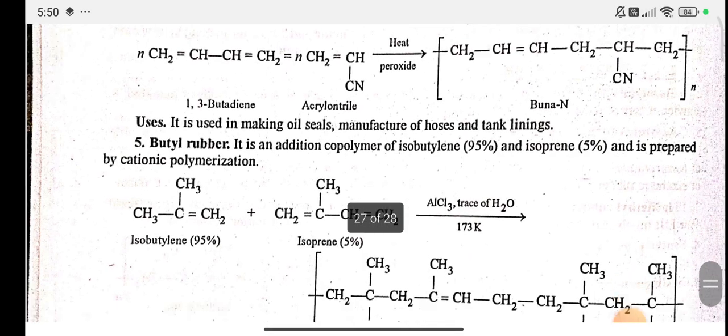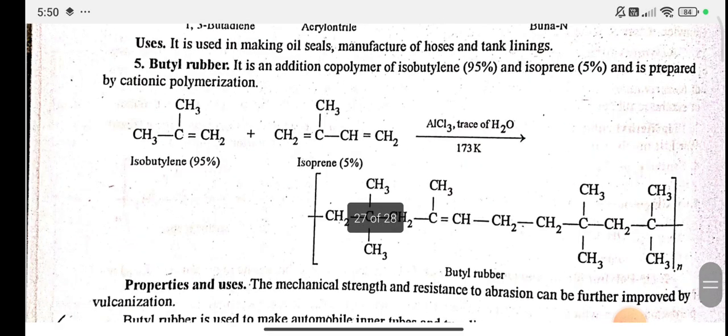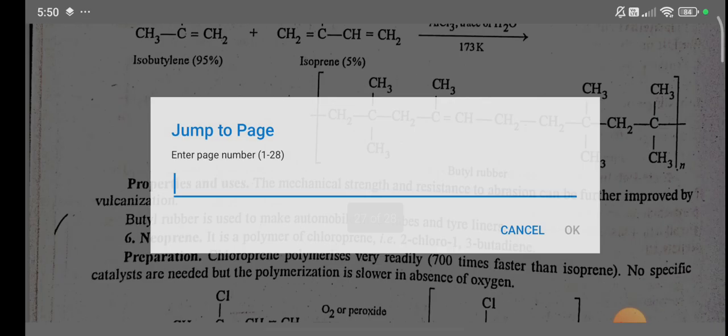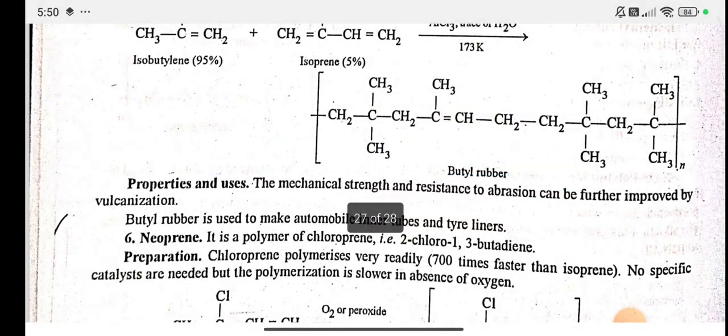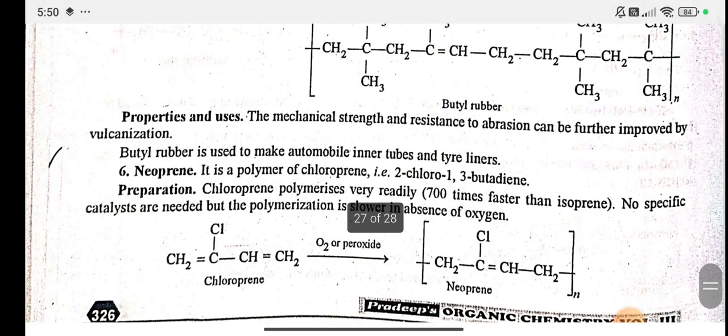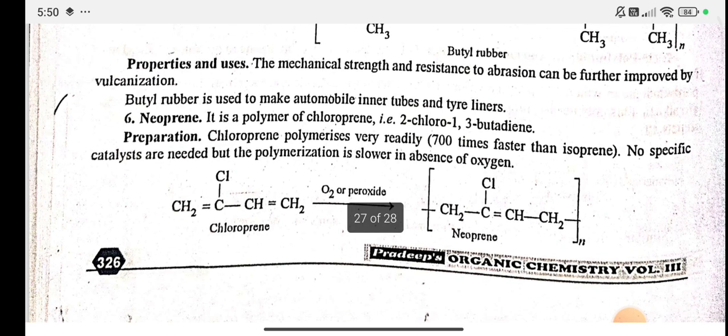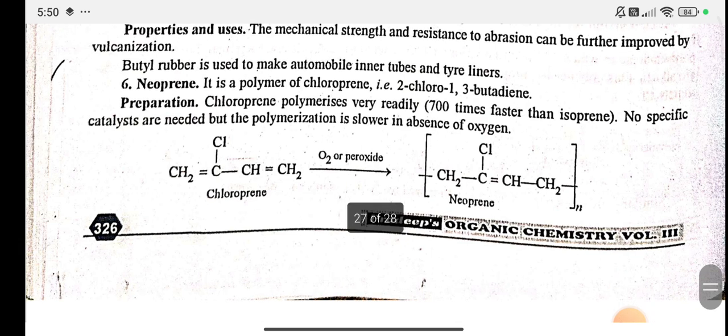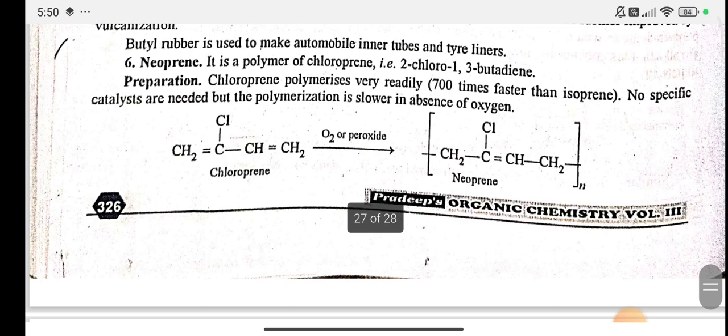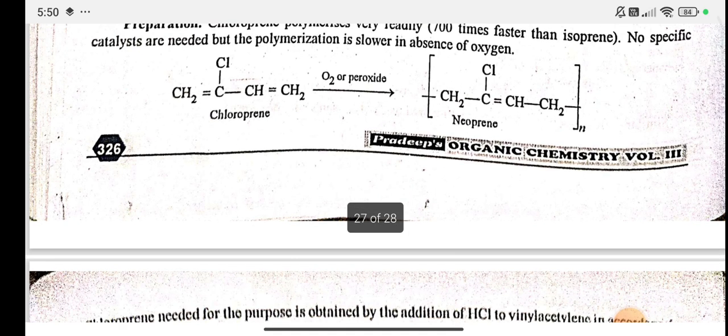Butyl rubber. It is an addition copolymer of isobutylene and isoprene and is prepared by cationic polymerization. Properties and uses. Butyl rubber is used to make automobile inner tubes and tire liners. Neoprene is a polymer of chloroprene, 2-chloro-1,3-butadiene. Preparation. Chloroprene polymerizes very readily. No specific catalysts are needed, but the polymerization is slow in the absence of oxygen.